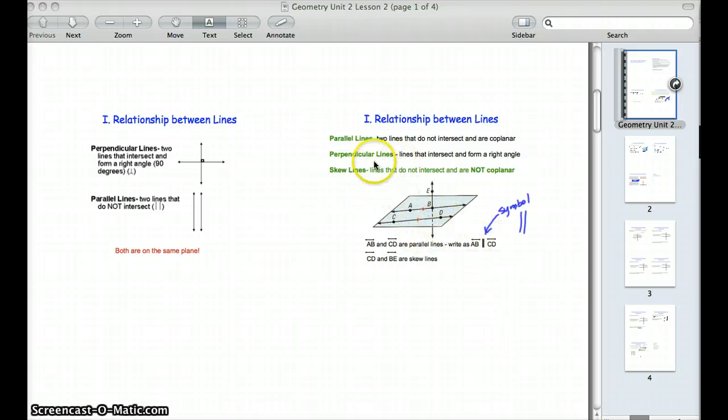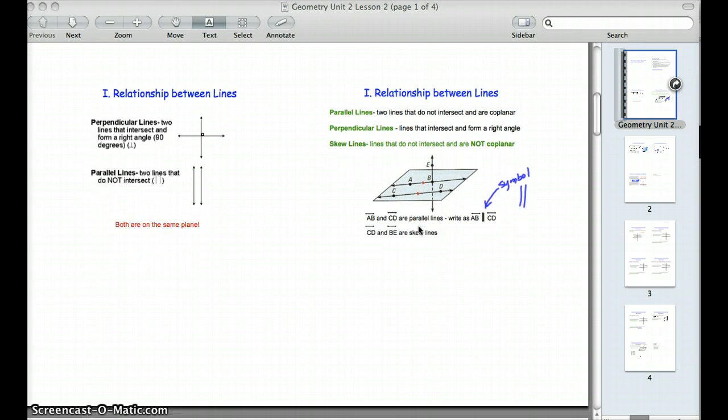Now perpendicular lines. Perpendicular lines are lines that intersect and form a right angle. So if you look down here to our diagram, our two lines that intersect and form a right angle are C and D, and A and B, and E and B. So they're going to intersect and form a right angle.